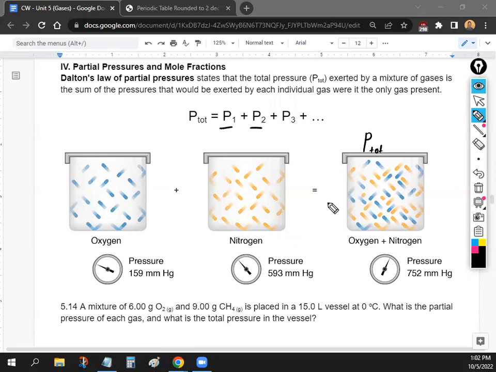Basically, if you want to figure out what the pressure is of multiple gases in a container, it's going to be the combined pressures of the individual gases. Okay, so if we have like 10 gases in there, you just add up all their pressures and that's the total pressure. Okay, but the problems will never be that easy.